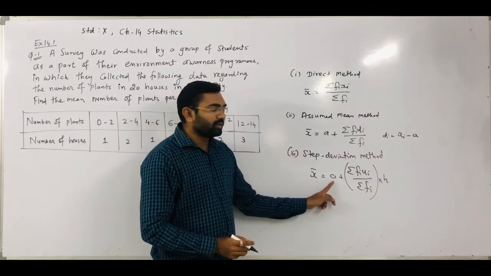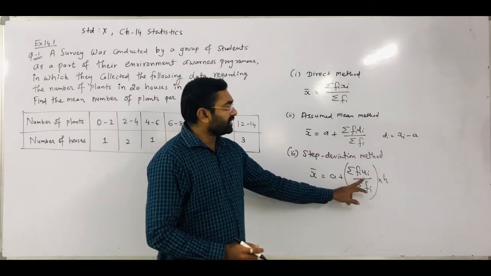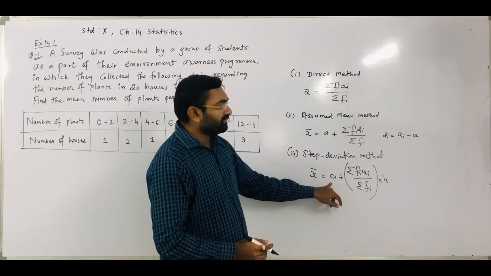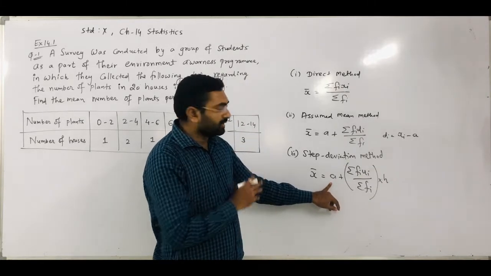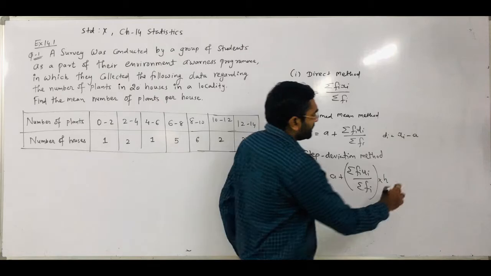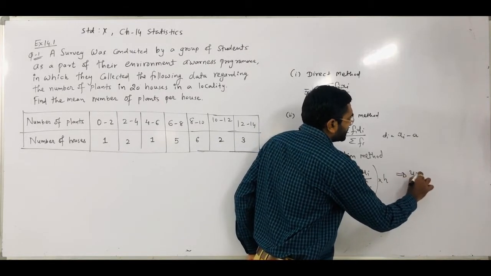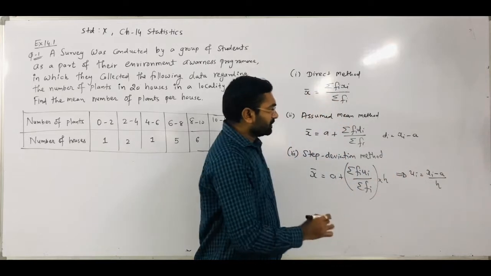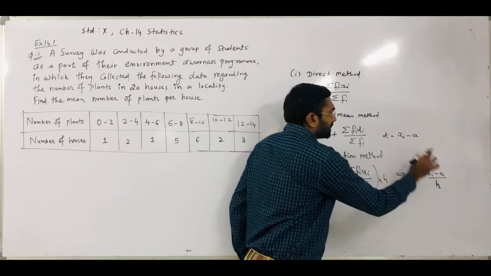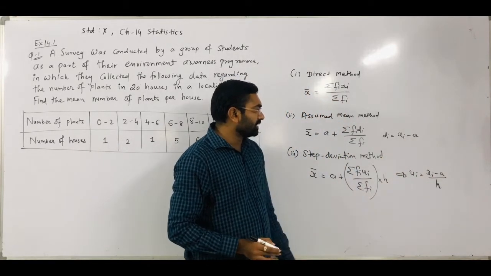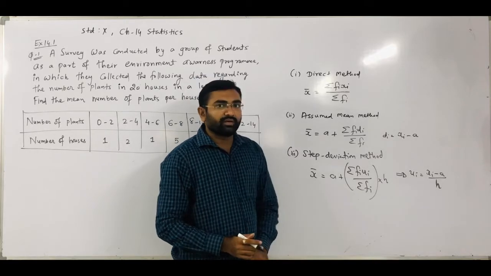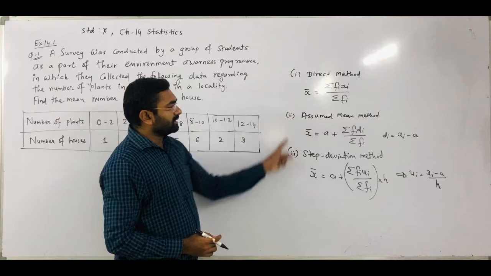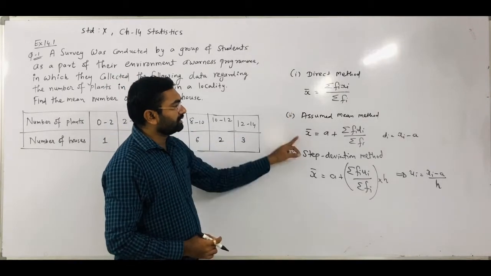X bar is equal to a plus sigma fi ui upon sigma fi into h, where a we have to assume as a mean from the xi column, and ui is represented by xi minus a divided by h, where h is called the class size of the given class. Sigma fi is the summation of all frequencies. So these are the three methods using which we can find the mean.